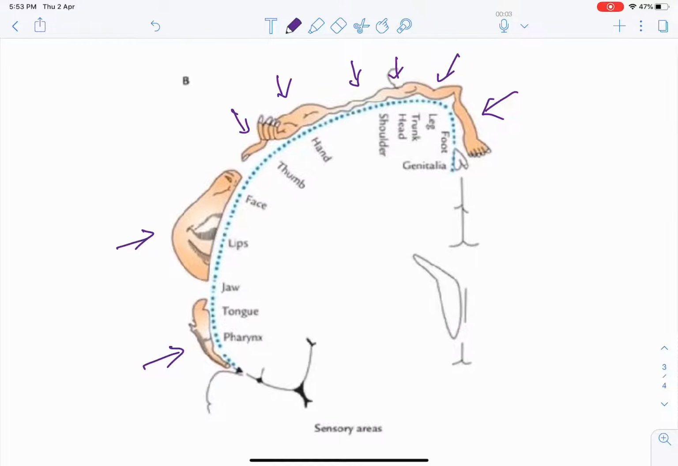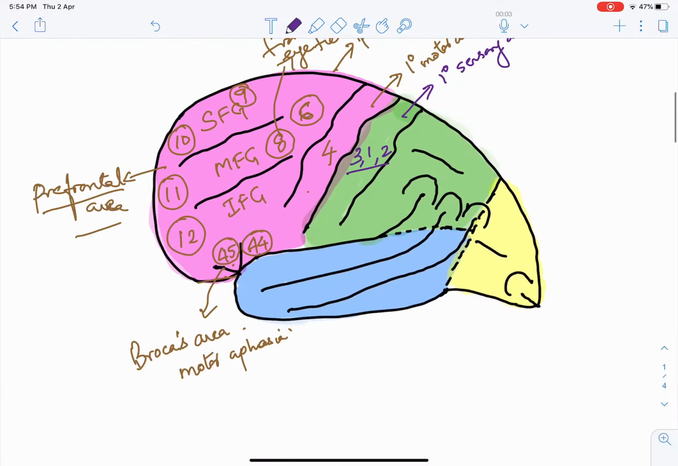And here also the area of cortex assigned for a particular part is not proportional to the size but to the functional significance. So our thumb, we have a lot of sensory perception in our thumb, all our fingers, the lips, the tongue, all these have larger representation in the postcentral gyrus. So this is called the sensory homunculus. So that is how it is represented.